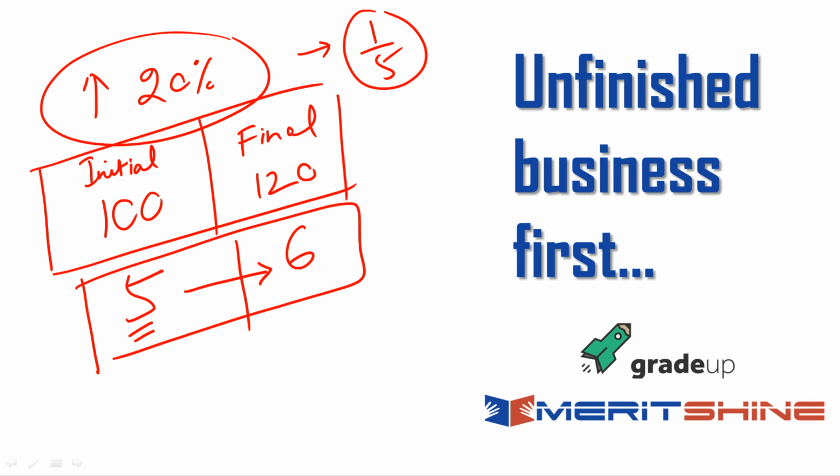What is 20% of 5? It is 1. It means I'll add 1 to it. So 5 plus 1, it becomes 6. Simple बिल्कुल, इसमें कोई भी problem नहीं हो सकती किसी को.